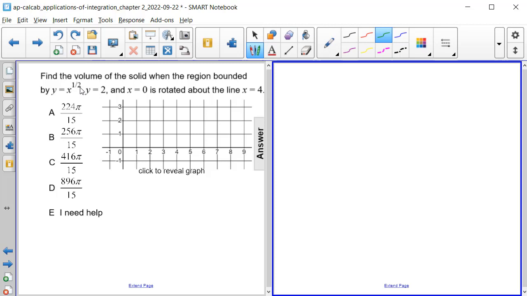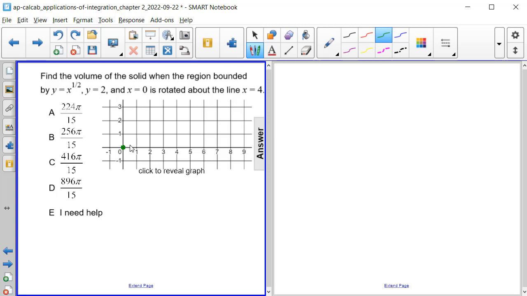x to the 1/2 is also known as the square root function. So its values are 0, 0, 1, 1, 4, 2. And then we have y equals 2. That's another section of our graph, or thing that our graph is bounded by. And x equals 0, or the y-axis, is the last one. So the section that we are going to revolve is right here.